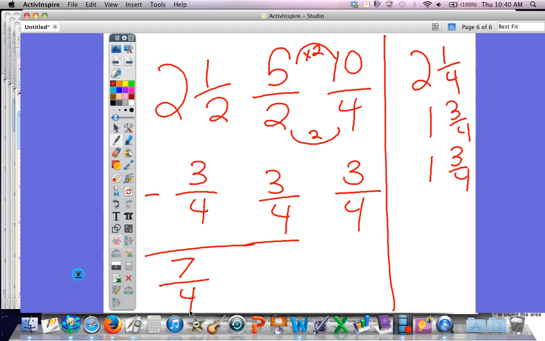Why not? Well, I didn't forget the whole number. The whole number was included in this. The numerator is bigger than the denominator, and that's called a what? An improper fraction. Now, are you allowed to have improper fractions in life? No.